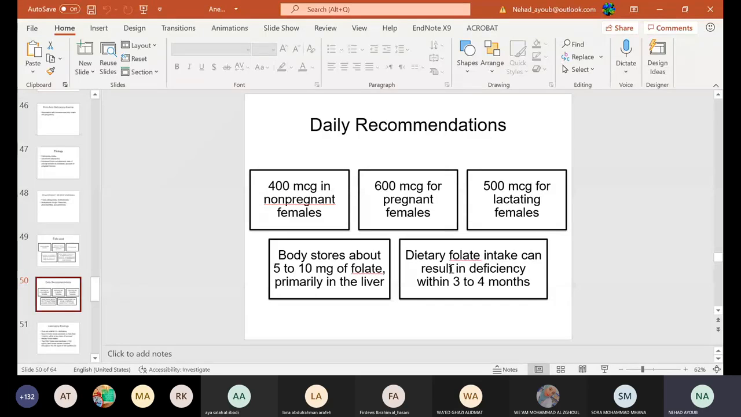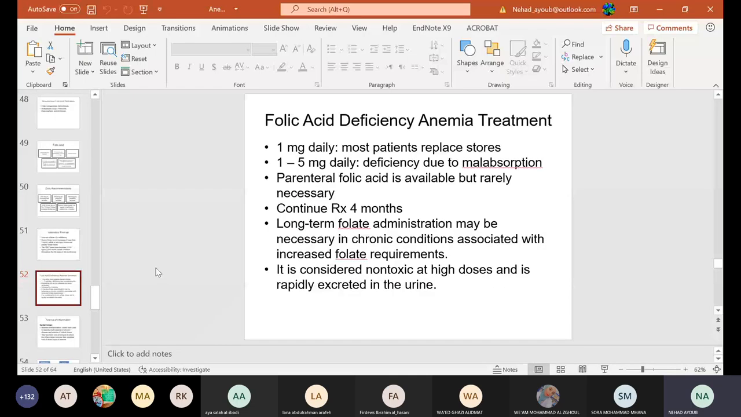Now, simply we treat with supplementation mainly of folic acid. 1 milligram daily is usually the dose. The duration is usually 4 months. Now you can go up to 5 milligrams. So 1 to 5 milligrams on a daily basis for the whole course of treatment for folic acid deficiency anemia.